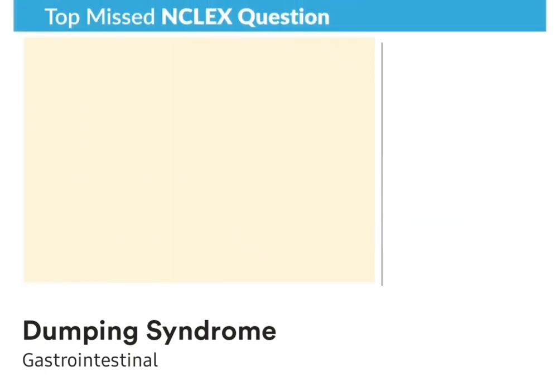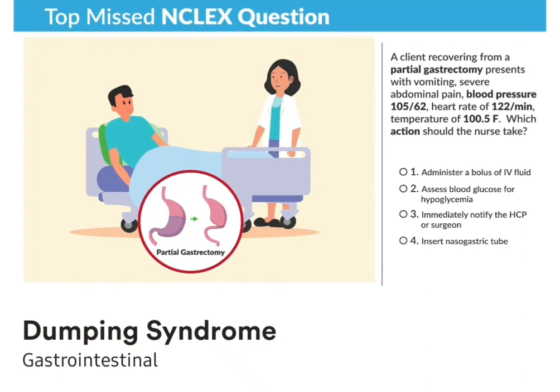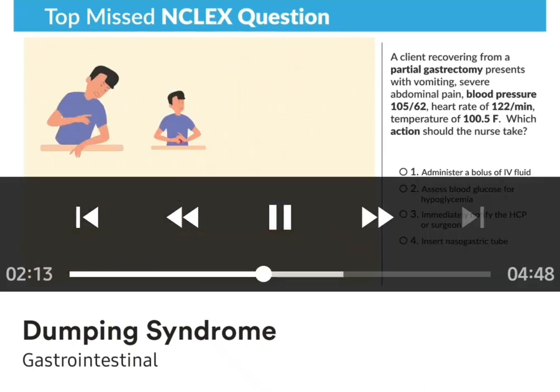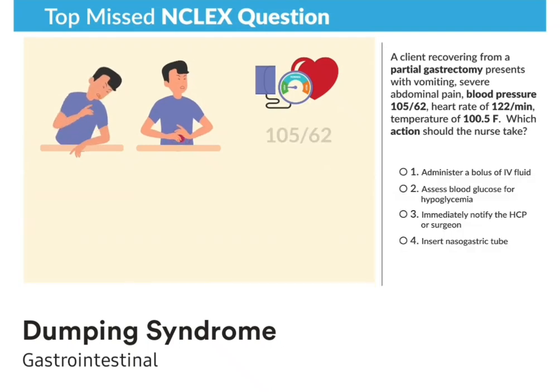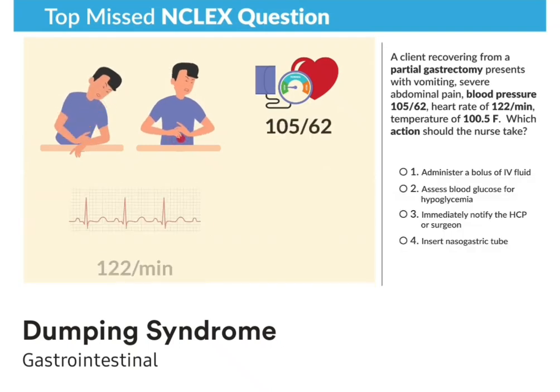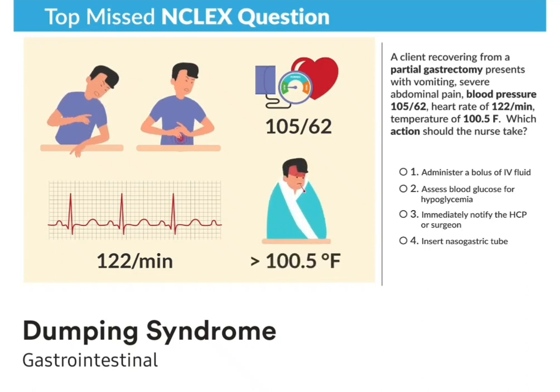So a top missed NCLEX question here is a client recovering from a partial gastrectomy, presenting with vomiting, severe abdominal pain, and then here, look for the low blood pressure, 105/62, with a heart rate of 122, that's over 100, and a temperature that looks like a low-grade fever, 100.5. What action should the nurse take?